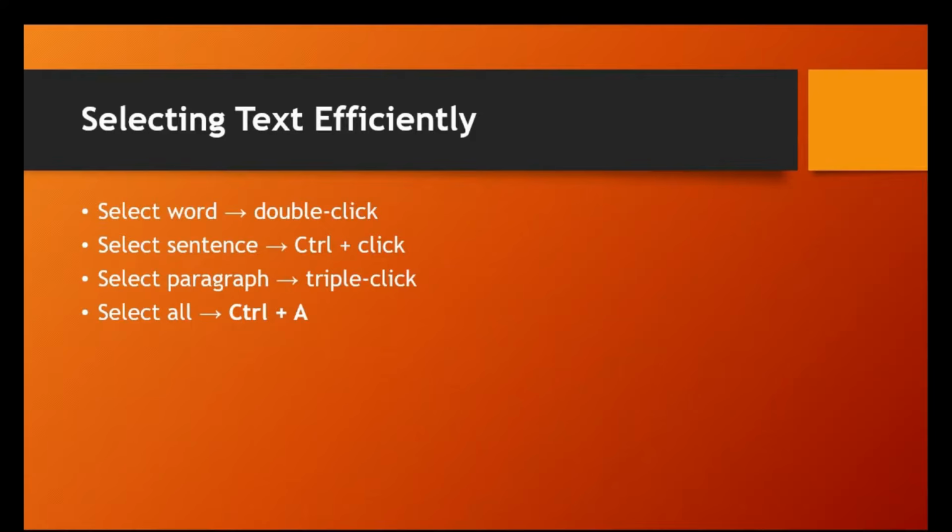In order for you to select text efficiently, you can do this by double-clicking on the text. Also, you can press Ctrl and click, and this will select the entire sentence. In order to select a paragraph, you would apply triple click on a given paragraph, and to select all text in the document, you press Ctrl and A, and this will select all items in the document for you.